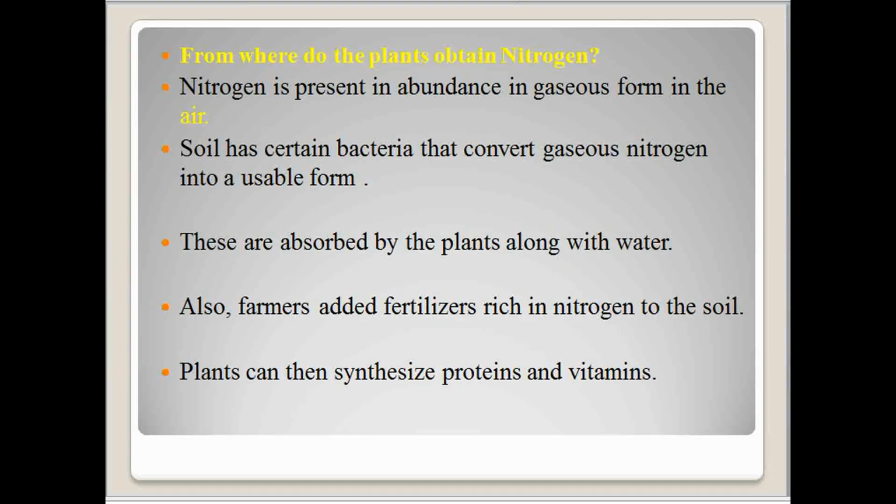From where do the plants obtain nitrogen? Nitrogen is present in abundance in gaseous form in the air. Soil has certain bacteria that convert gaseous nitrogen into a usable form. These are absorbed by the plants along with water. Also, farmers add fertilizers rich in nitrogen to the soil. Plants can then synthesize protein and vitamins.